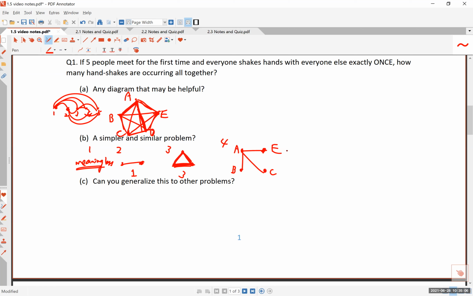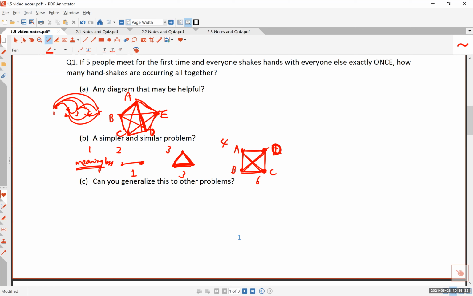B has already shaken hands with A, so B and C, B and D need to be connected. And then C has already shaken hands with A and B, but C has yet to shake hands with D, and then D is already done, right? So it looks like we have 1, 2, 3, 4, 5, 6. 6 handshakes are required. So that seems to give us a pattern.